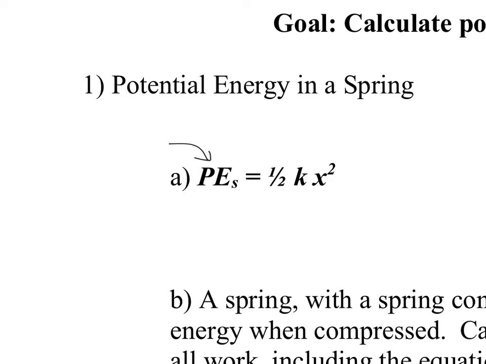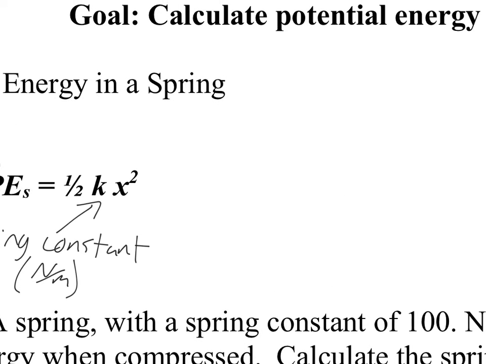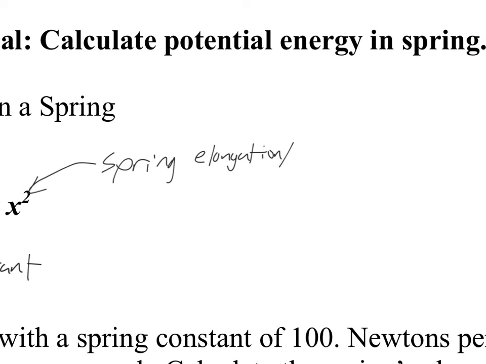So the potential energy in a spring is measured in joules. It equals 1/2 k, as we saw last time, where k is our spring constant, measured in newtons per meter. And x is our spring elongation or compression, which is measured in meters.